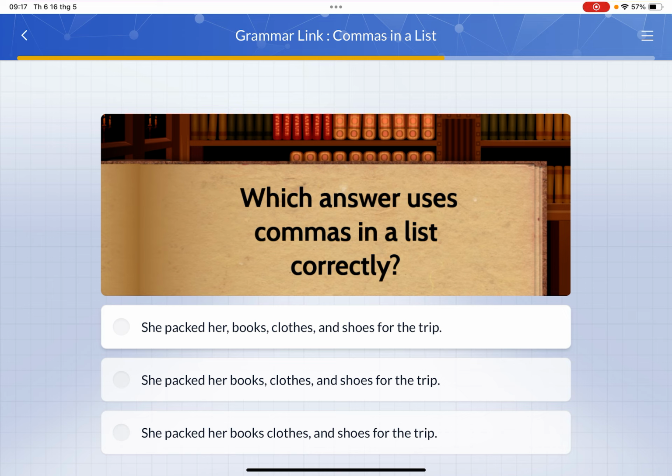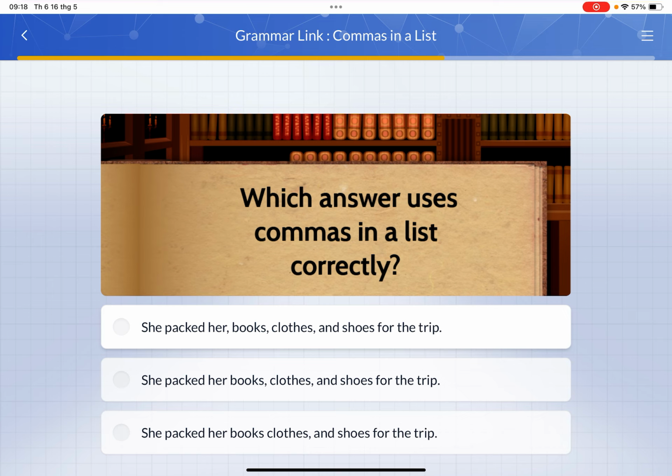They're both nouns, and they're something that she would pack for the trip. But her is herself. She won't be packing herself for the trip. Of course, she's also a noun, but it doesn't belong in this list. Book, clothes, and shoes are also nouns, but they are things, nouns. But her here is also a noun, but it is a person noun. So it just didn't quite belong here. So the first choice would be incorrect.